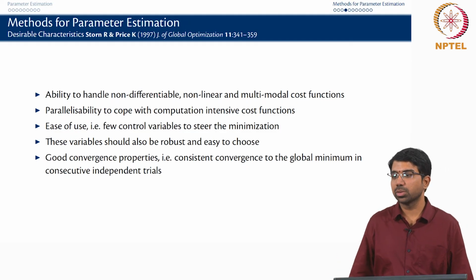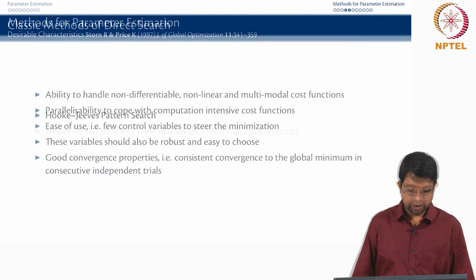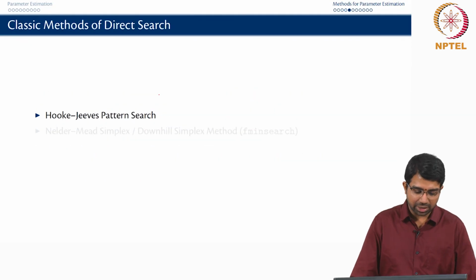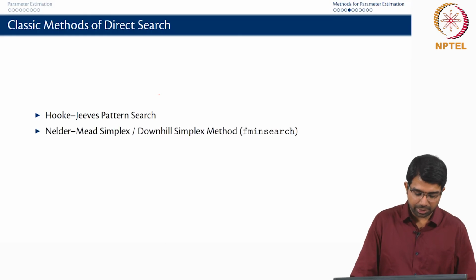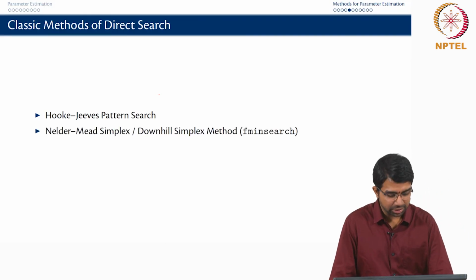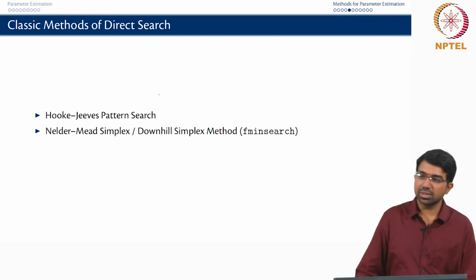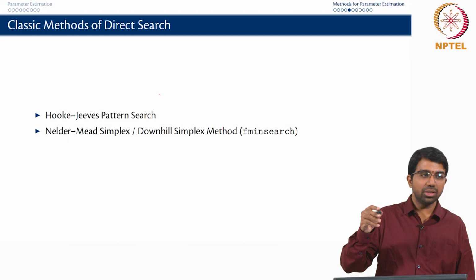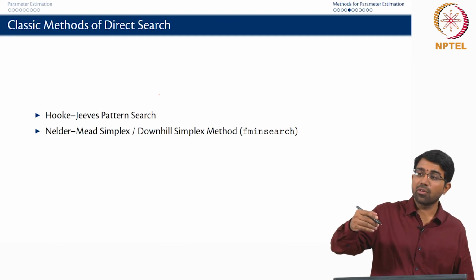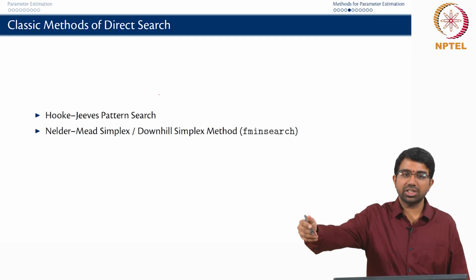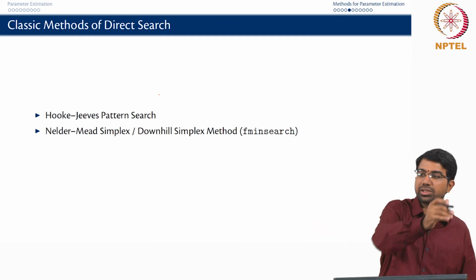So, what are the features you would like to prioritize? There are some classic methods of direct search, which involve Hooke-Jeeves pattern search and your MATLAB fminsearch, which is called Nelder-Mead Simplex. This is direct search in that it does not use gradient information, and it is not stochastic. What it does is it tries to explore a particular direction. If the direction looks good, it will go faster in that direction. If the direction is bad, it will reflect to an opposite direction and so on.